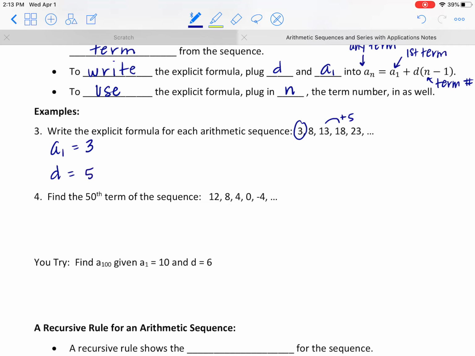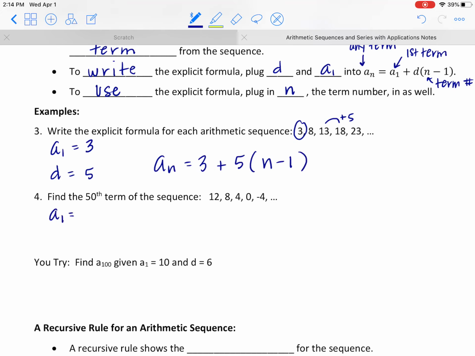Now if I wanted to use it to find a number on the list, then I would plug n in as well. So if I wanted, for example, to find the 50th number, then I would be looking for a sub 50, and it would be 3 plus 5 times 50 minus 1, and then the calculator spits out the number, boom. Okay, so that's just writing it. That's all we were asked to do in number 3. Number 4, we're actually going to use it.